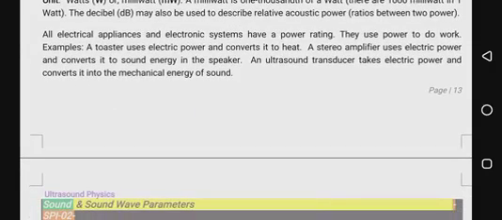Now all electrical appliances and electronic systems have power ratings. They use power to work. For example, a toaster uses electric power and converts it into heat. A stereo amplifier uses electric power and converts it to sound energy in the speaker. An ultrasound transducer takes electric power and converts it into mechanical energy of sound.